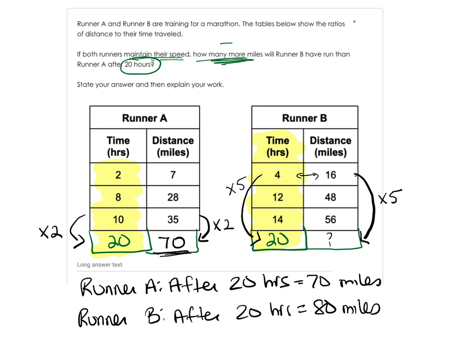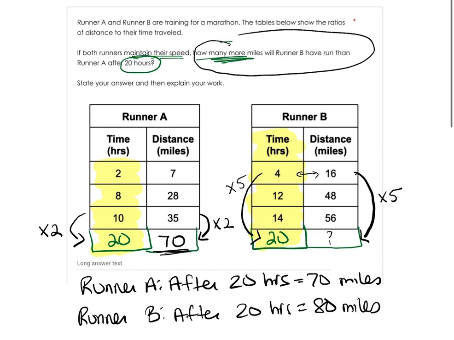Now I go back to my question to make sure I answered it, and I realize I haven't answered it yet because it's asking me how many more miles will runner B have run. So runner B ran 80 miles and runner A ran 70 miles. Then runner B ran 10 more miles. So your final answer is 10 more miles.